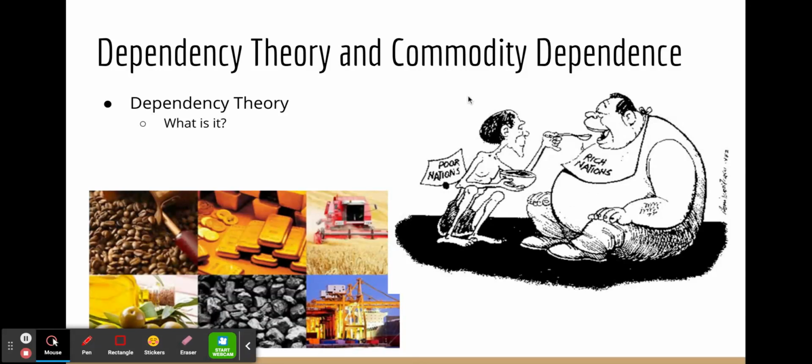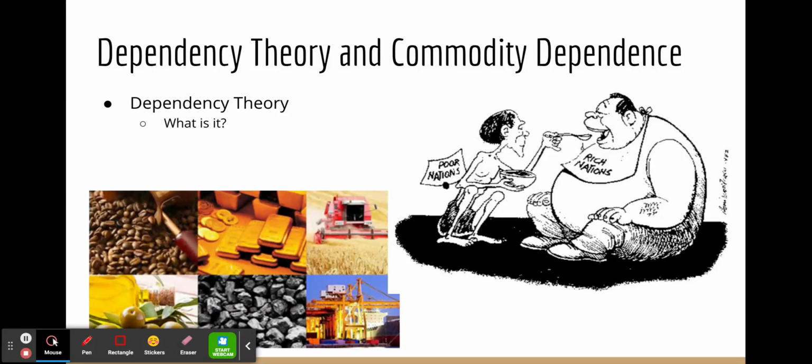And that's why you get this cartoon here that is showing the poor nations feeding the rich nations, because the poor are very undernourished and the rich are very overnourished. That's the idea that this is an unequal relationship and that the poor nations are reliant on the rich nations, but they're the ones kind of feeding the rich nations at the same time.